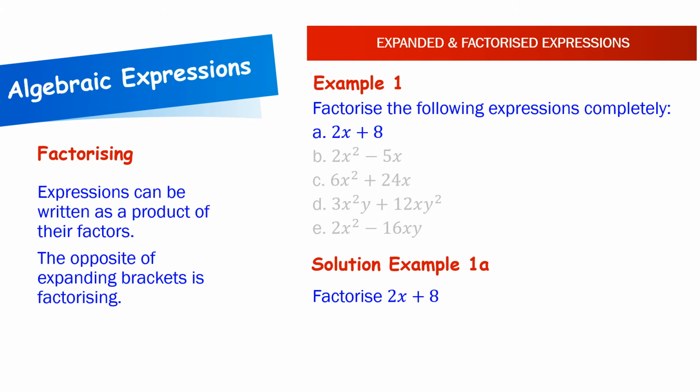Let's factorise example 1a. Express each of the terms in the expression as factors and then find factors which are common to each term. 2x can be left as it is, and 8 can be expressed as 2 times 4. The value 2 is common to both terms, so we can factorise as shown.